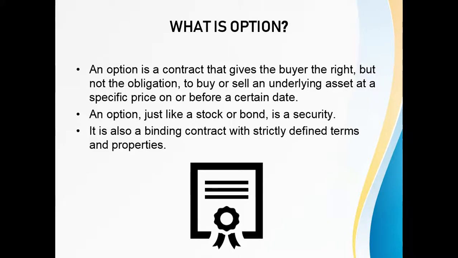In this video, we'll be talking about the basic options terminology and all the words and the jargons that are used when you're trading in options contracts. First, let's see what an option is. An option is a contract that gives the buyer the right but not the obligation to buy or sell an underlying asset at a specific price on or before a certain date. An option, just like a stock or a bond, is a security. It is also a binding contract with strictly defined terms and properties.